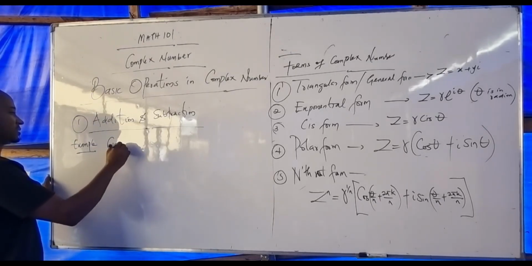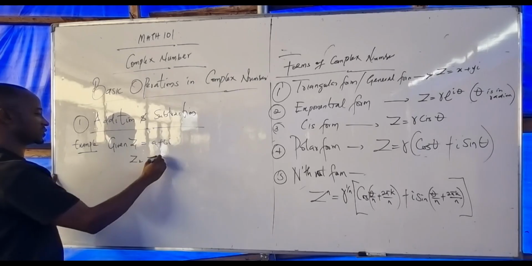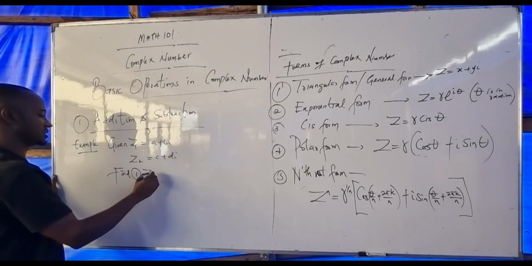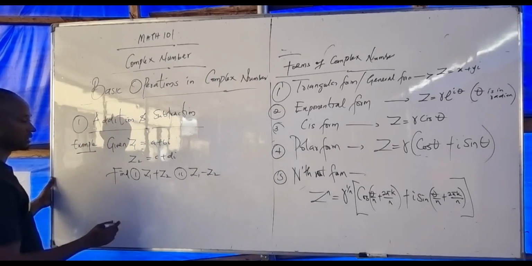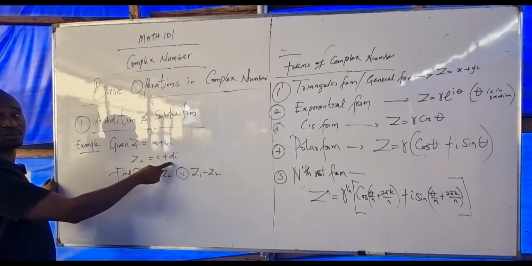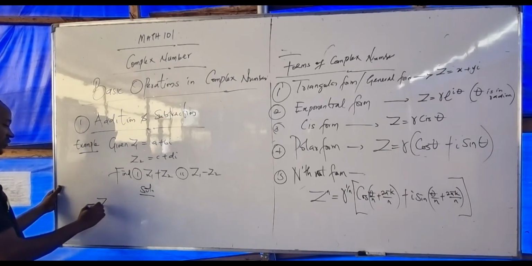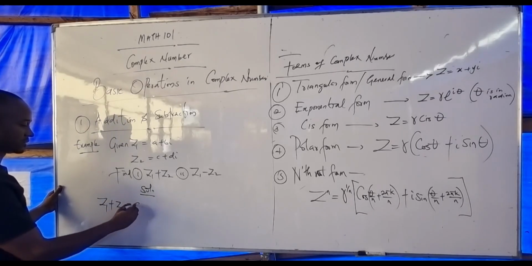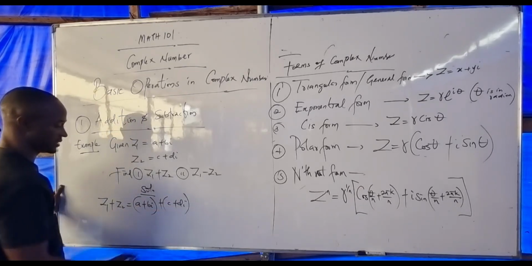if we are given that z1 equals a plus bi and z2 equals c plus di, and we also find number 1, z1 plus z2. Number 2, find z1 minus z2. Now, while adding, I will add the real to the real, and also add imaginary to imaginary. So the solution to this is very simple. If I'm to add my z1 plus z2, z1 is a plus bi, right? Plus z2, which is c plus di.